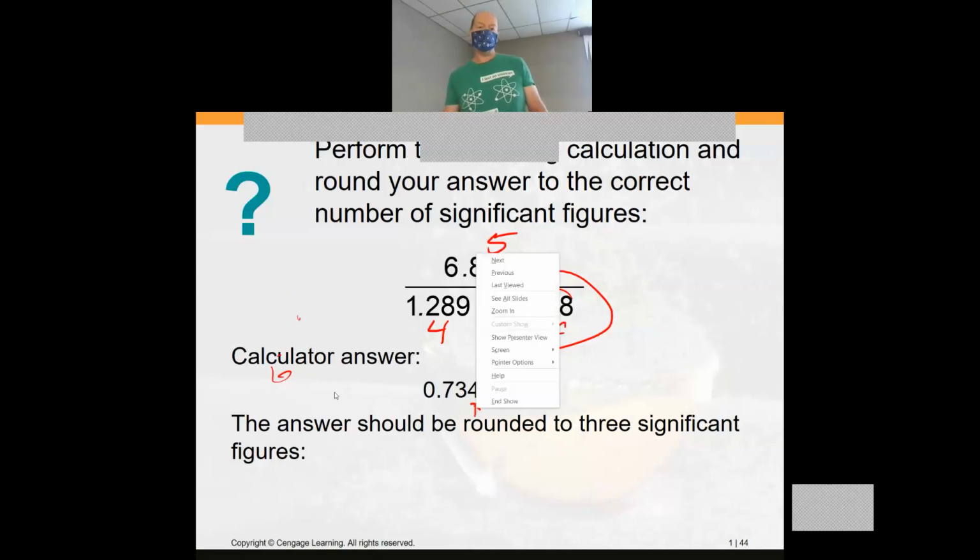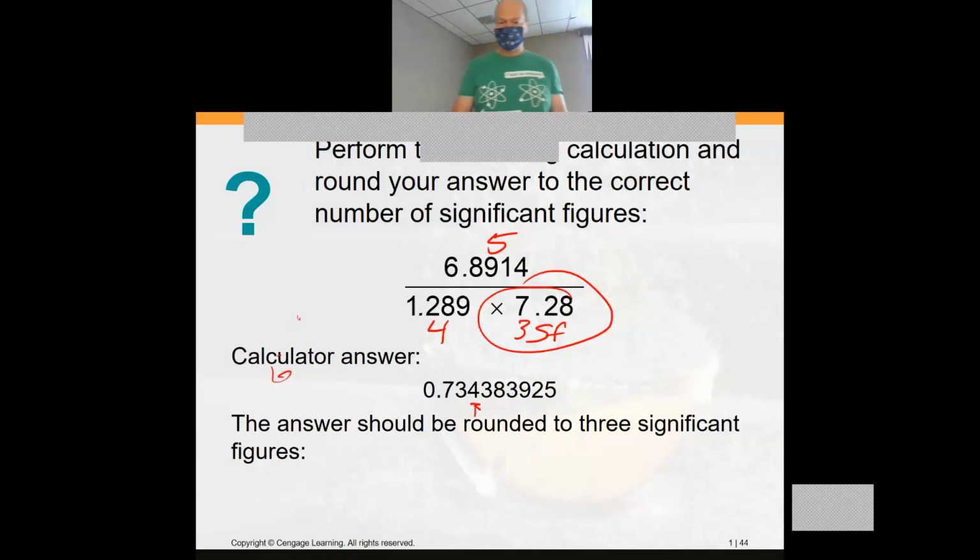And that is a significant digit. And since that is less than 5, you do not change it. You just get rid of those things and leave it as 0.734.